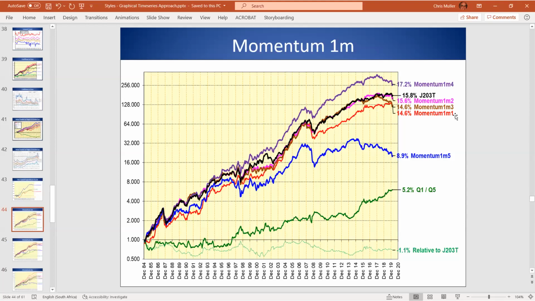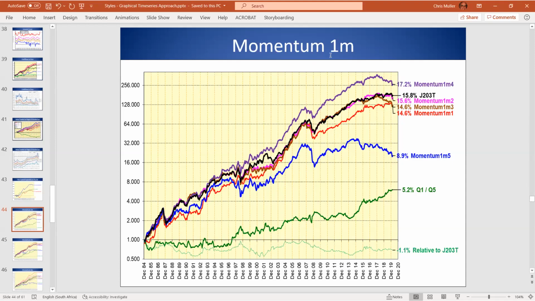Shares that do well in the last month tend to do pretty poorly in the coming month. This is called the momentum reversal, the 1 month reversal phenomenon. But it does turn out that if you invest in shares that did terribly last month, they're going to do terribly in the next 3 months. That is for sure here.